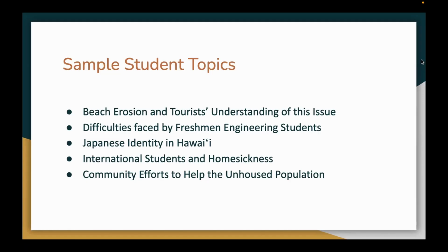I had an engineering student who looked at freshmen and the difficulties they face. But then other different topics. One student looked at Japanese identities in Hawaii. She moved here when she was in high school, so she was interested in migration. One student looked at international students and homesickness. Another looked at community efforts to help the unhoused population. That one was a really nice example of community engagement. For the project, he joined some NGO or community group, I can't remember which, where he was going out and helping provide food and shelter.